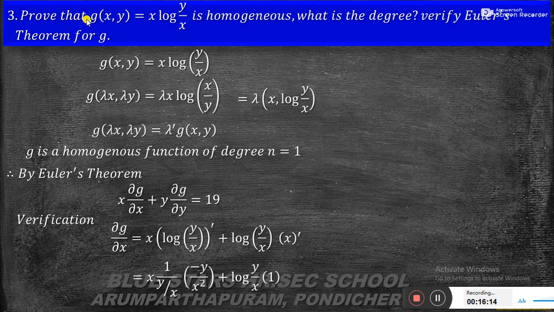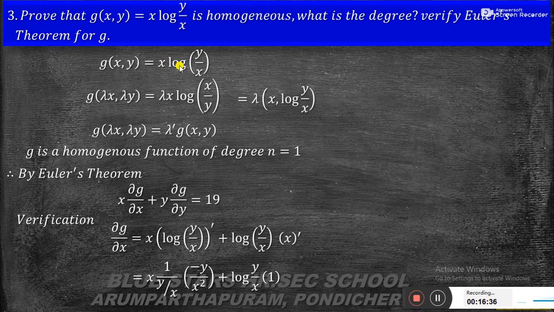So this is the third problem. Prove that g(x, y) = x log(y/x) is homogeneous. What is the degree? Verify Euler's theorem for g. First we prove that it is homogeneous, next find the degree, and next verify Euler's theorem. So first I write the given function.